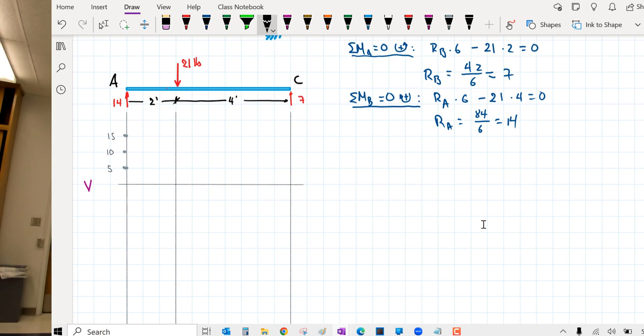5, 10, 15, and it will be helpful if you put the units here. This will be in pounds, right? This is a graph. So remember, you come here like this. Boom, 14 up, up to here, a little below 15.